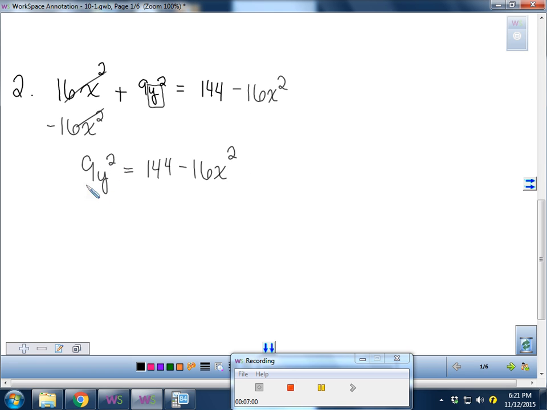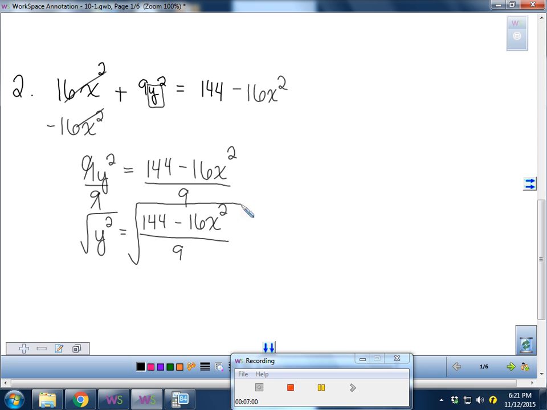Before I can square root, I have to divide by 9, dividing everything by 9. And I don't want you to simplify if you can, okay? Just leave it, because all you're doing is plugging it into the calculator. So that leaves me with y squared equals 144 minus 16x squared, over 9. And then I have to square root. And again, I don't need you to simplify this. All I need you to do is get it done.